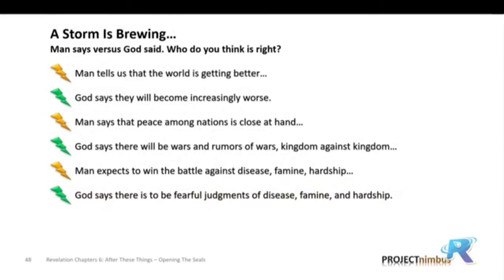Now, a storm is brewing. We're going to take a look for a moment. I want to put in your mind a picture of what man says versus what God said. And then, of course, what you want to do is ask yourself, who is right?